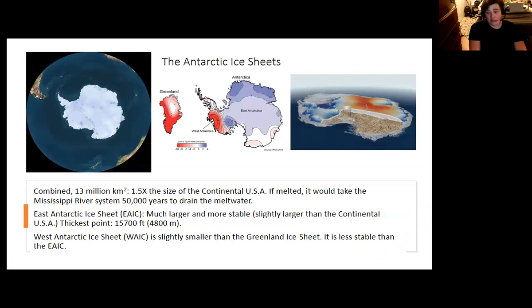Speaking of the continental United States, the entire Mississippi River system, so not just the Mississippi River itself, but the vast majority of tributaries like the Arkansas and the Missouri River, that entire system would take 50,000 years to completely drain all of the meltwater that we would get if you melted the entire combined West and East Antarctic ice sheets. It is a lot of ice. And the East Antarctic ice sheet is by far the larger one.